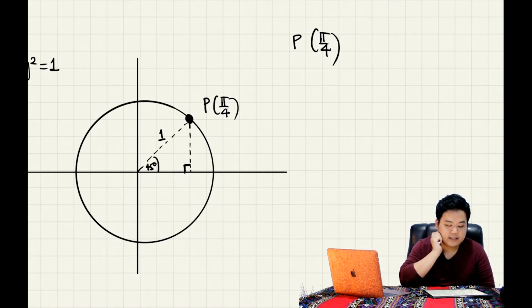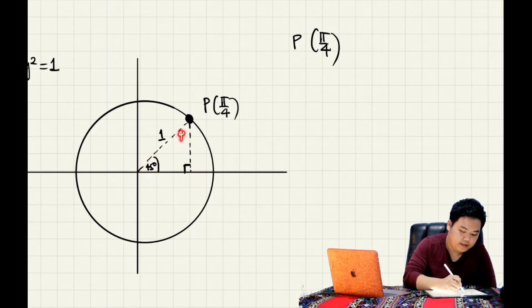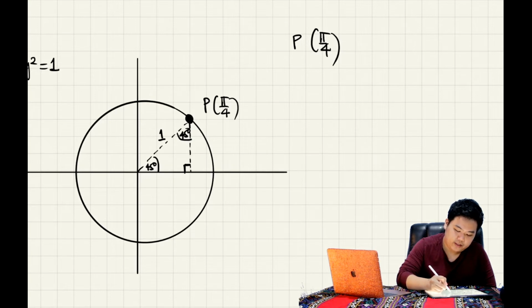So since we are in a triangle, the sum of the interior angles of a triangle is 180 degrees. This is 90, this is 45. So this must be 45 degrees also. Okay, so yung two angles natin are congruent. So the opposite sides must be congruent also. So drawing ko lang ulit sa labas yung right triangle natin.